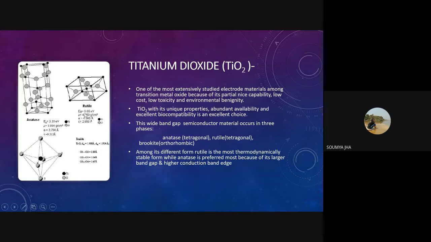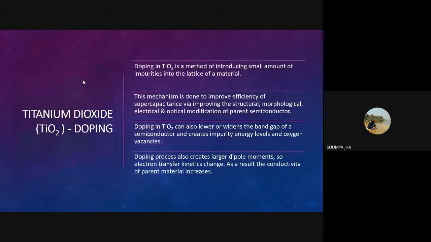Among these three materials, for most of the experimental analysis, we generally take the anatase phase, because it has a very high band gap and high conduction band. And it is found that rutile is the most thermodynamically stable material.